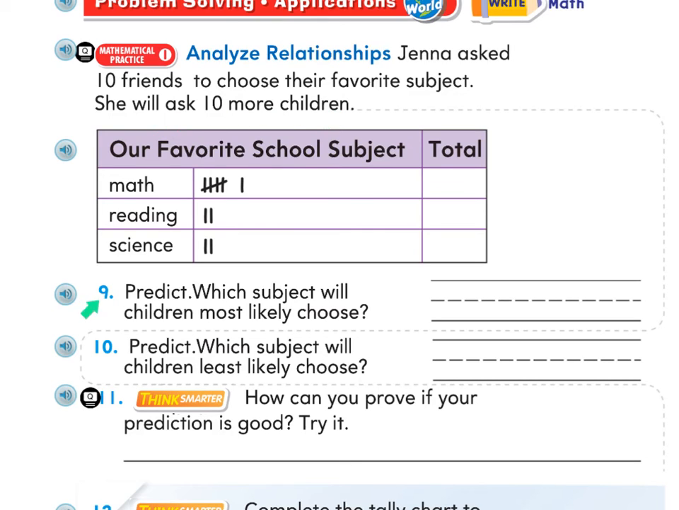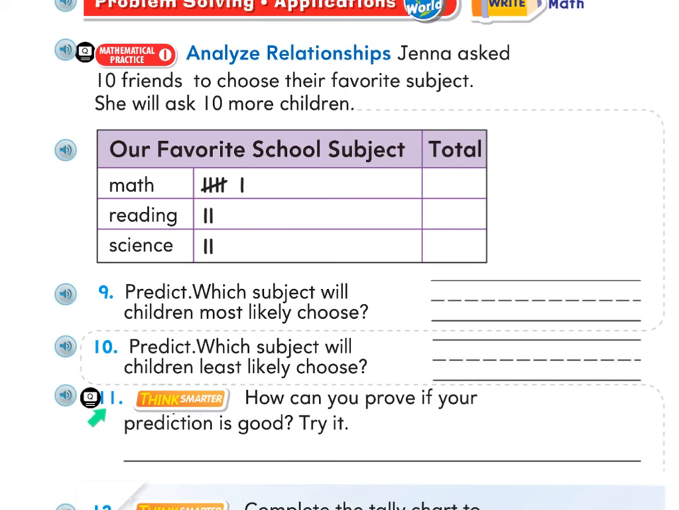So we have a couple questions. Number 9 says predict. Which subject will children most likely choose? Go ahead and write which subject you think they'll most likely choose on the line. Math, reading, or science? There's no wrong answer. Number 10, you get to predict. Which subject will children least likely choose? Math, reading, or science? Write one of those on the line. Again, there's no wrong answer. It's just your prediction.